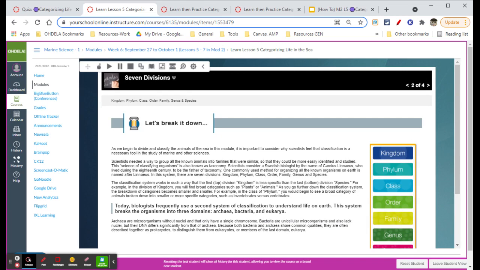On page 2, it gives us information about taxonomy. In the second paragraph, it says scientists needed a way to group all of the known animals into families that were similar. And you can use the toolbar at the top and have it read aloud to you. So you can click on the paragraph, highlight it, and go up top to select.